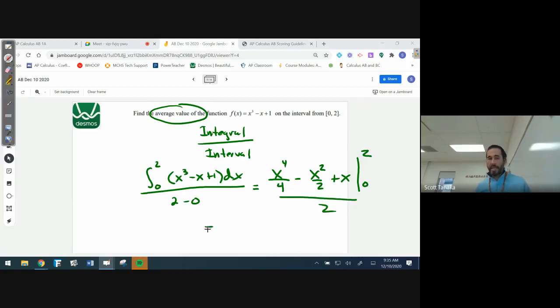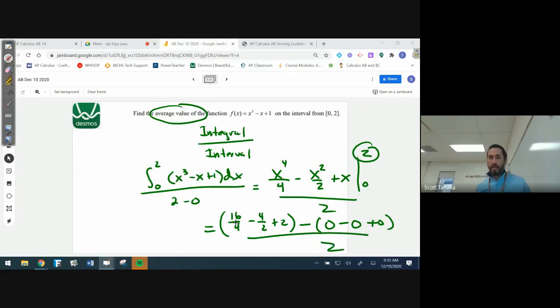Remember, using the FTOC, you plug in the 2 first, which gives me 16 over 4 minus 4 over 2 plus 2, minus 0 plus 0, all over 2. And if I did that work, it would be 4 minus 2 plus 2 all over 2. It'd be 4 divided by 2, which is 2.